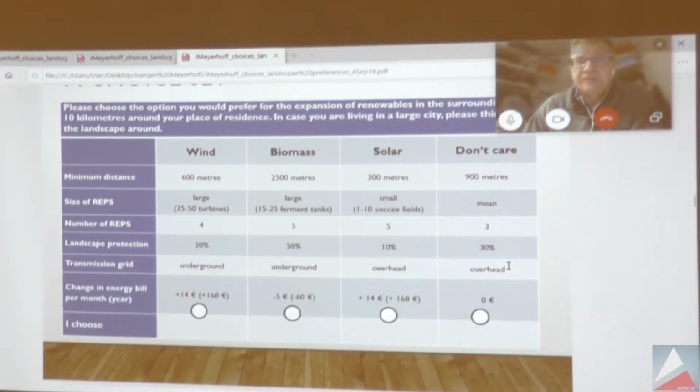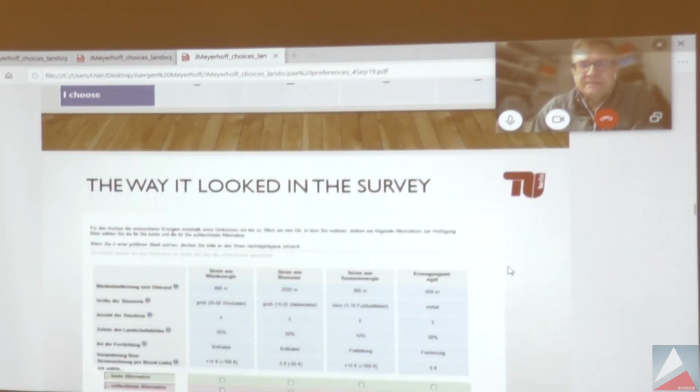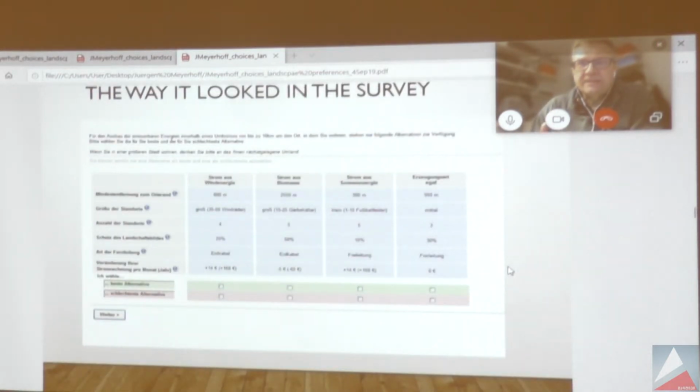In this survey, each of the respondents had to respond to 6 of these choice sets, which were presented in a random order to people. So the next slide should be more or less the same. It's just to show how it looked in the survey, the way people saw it in that online survey, because the former slide was just a translation.